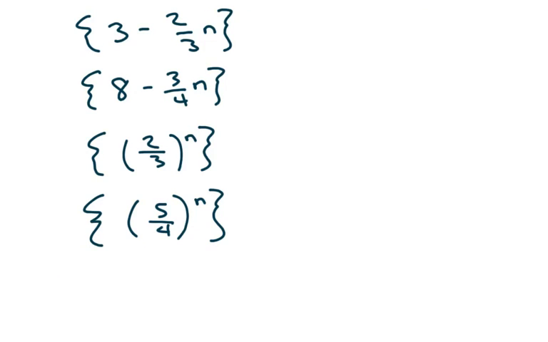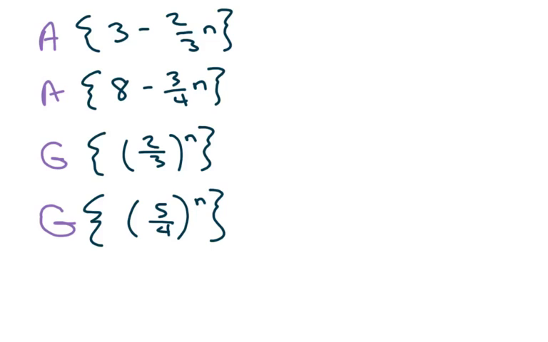This looks linear, so it's arithmetic. This looks linear, so it's arithmetic. This is exponential, so this is geometric. The last one is geometric as well because it's exponential.